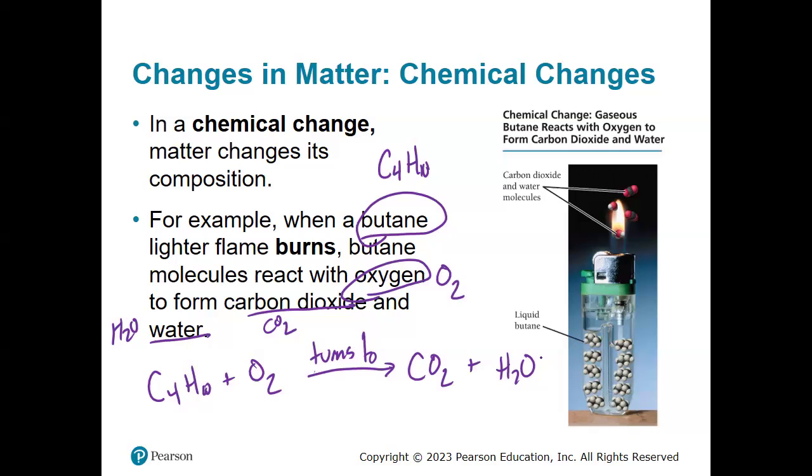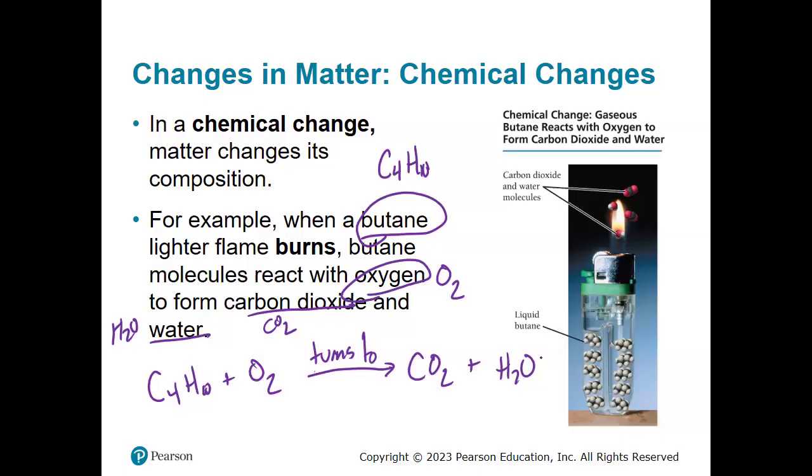But we also get this transformation of the substances themselves. And so that's really the defining characteristic for how we tell a chemical change from a physical change. In both kinds of changes, we're going to notice something happening. But really, the biggest thing that we're going to be able to tell is that the substances themselves are going to be completely different from what we started with. And that's how we know it's a chemical change.